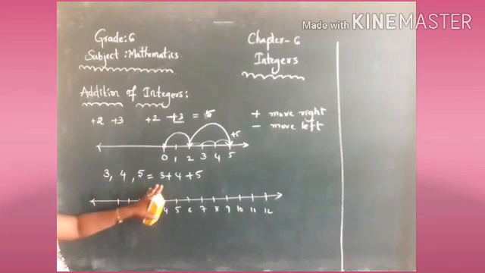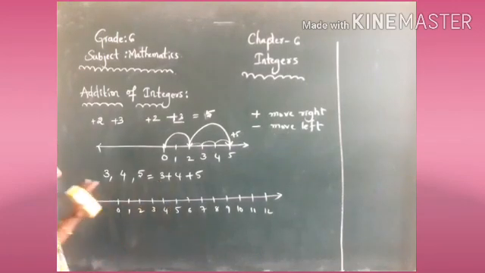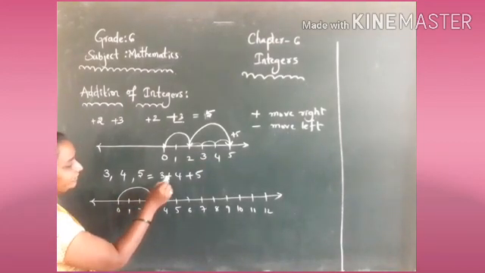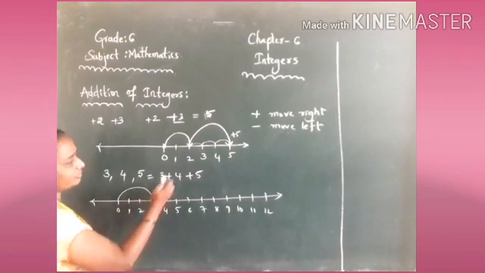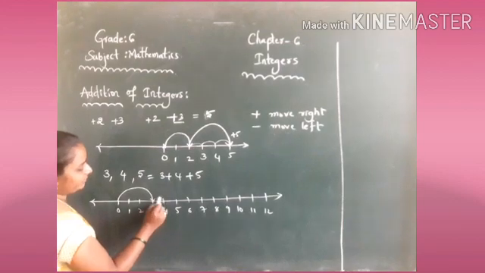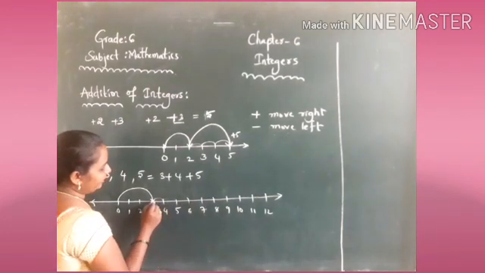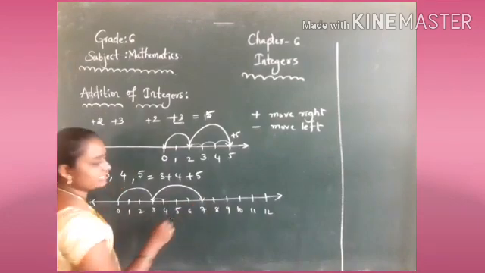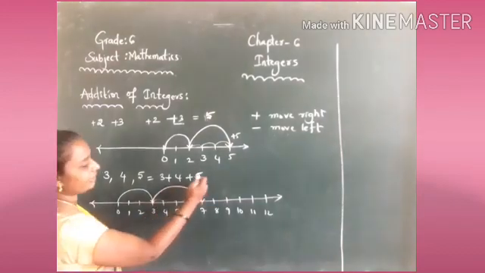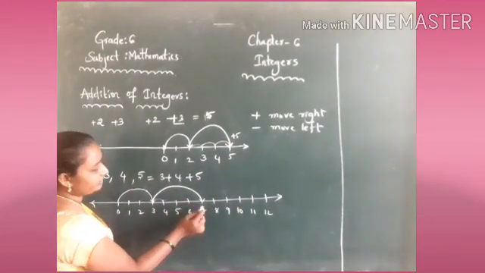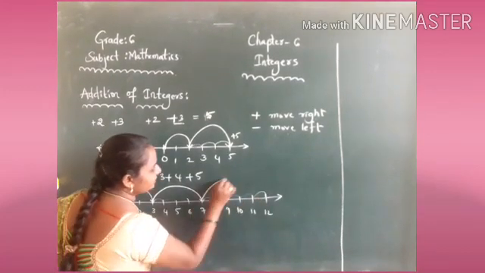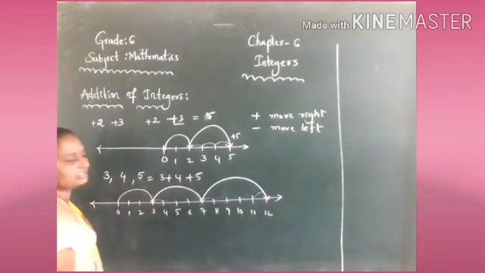Okay children, first here we have to start at 3. So you have to start from 0 to 3. Then 3 plus 4. We have to move 4 steps to the right side. Count here: 1, 2, 3, 4. Now you reach 7. Again, next we have to move 5 steps. So that is 5 moves from 7. Count here 1, 2, 3, 4, 5. So finally you reach 12.